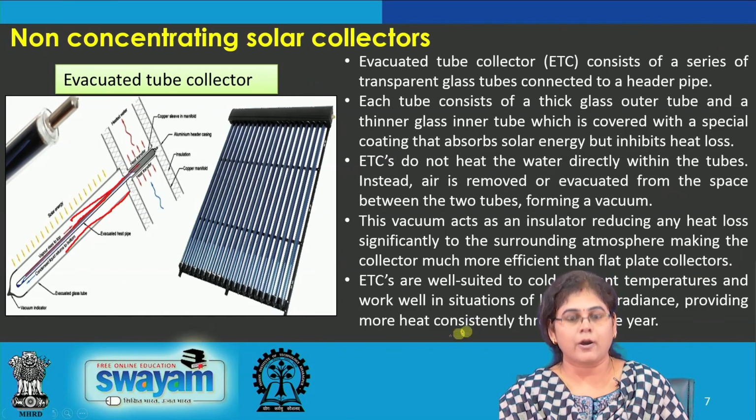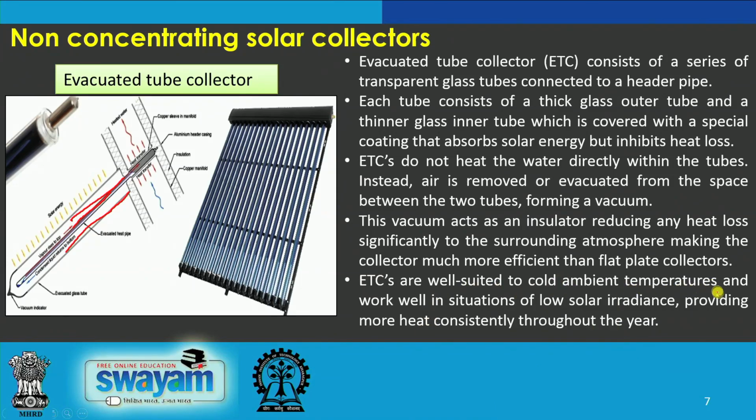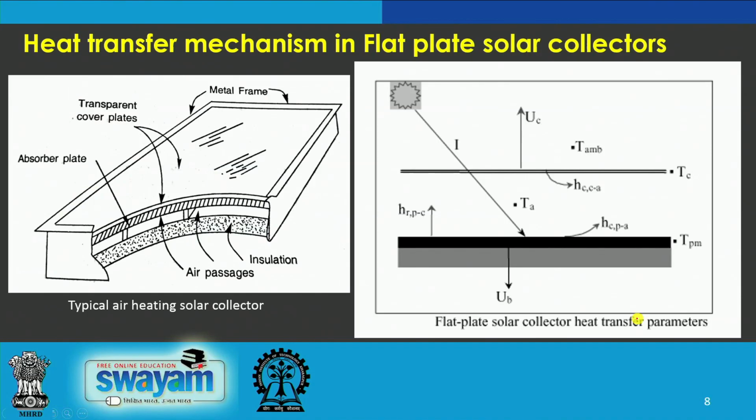However, these evacuated tube collectors are well suited to cold ambient temperatures and they work well in situations of low solar irradiance, providing more heat consistently throughout the year. But for process applications, we require the moderate temperature range for drying and blanching and other process applications where we can go for flat plate collectors.